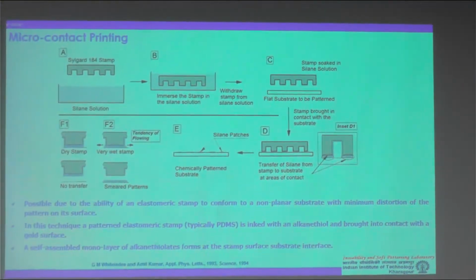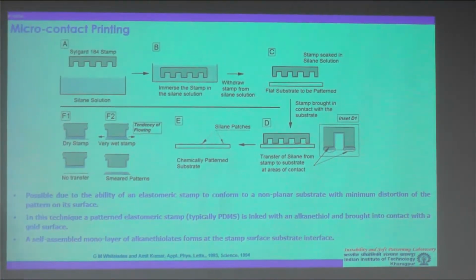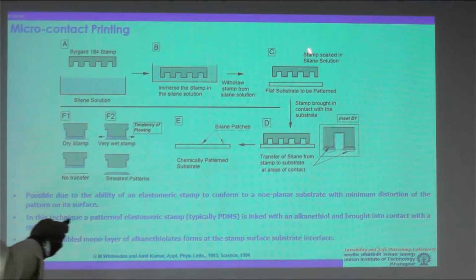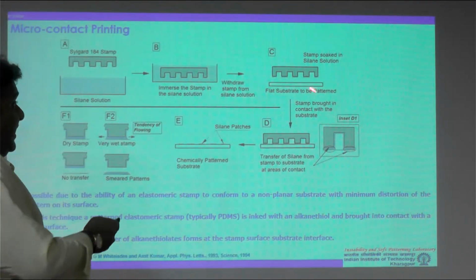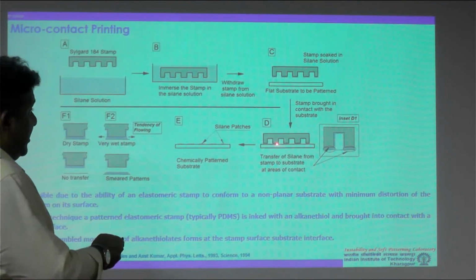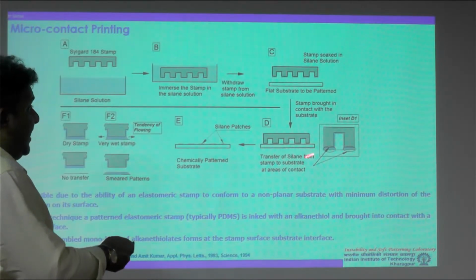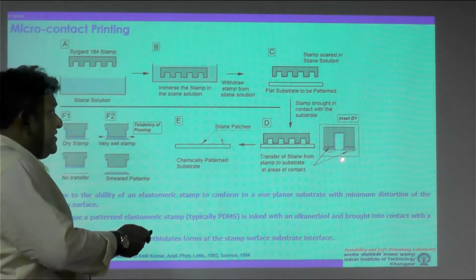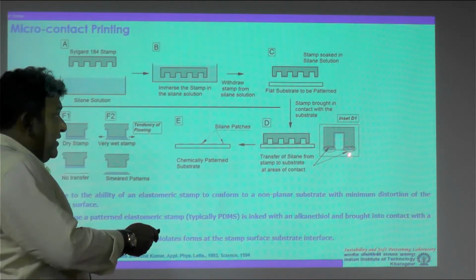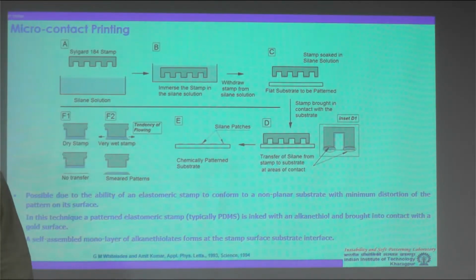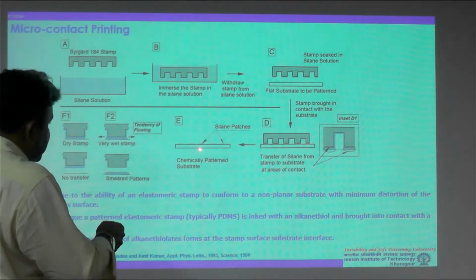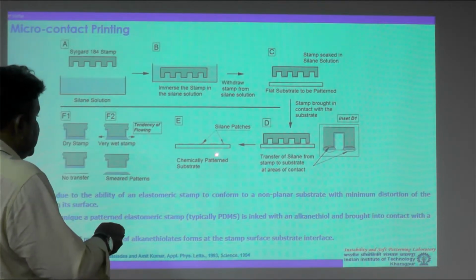Instead of that, you are bringing in the solution with the help of another patterned stamp, and only in the areas where these stamp features are coming in contact with the surface, the SAM monolayer is forming, because only those areas it is coming in contact. The other areas it is not forming. So basically what is happening? What is happening is these areas, this drawing, this sketch is a little small.